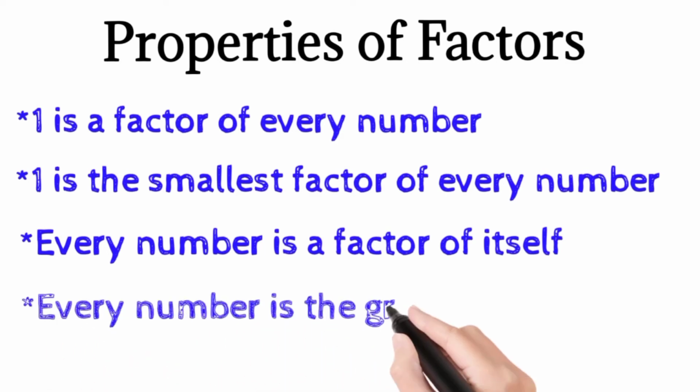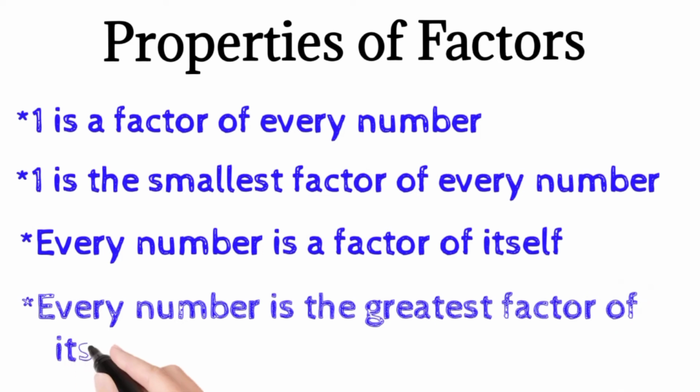Every number is the greatest factor of itself. Let's understand this with an example. The greatest number that can divide 9 is a number itself, because 10, 11 and 12 can never divide 9 exactly. That's why it is written every number is the greatest factor of itself.